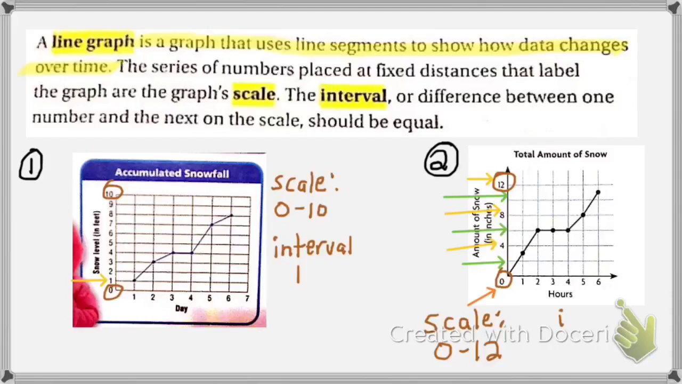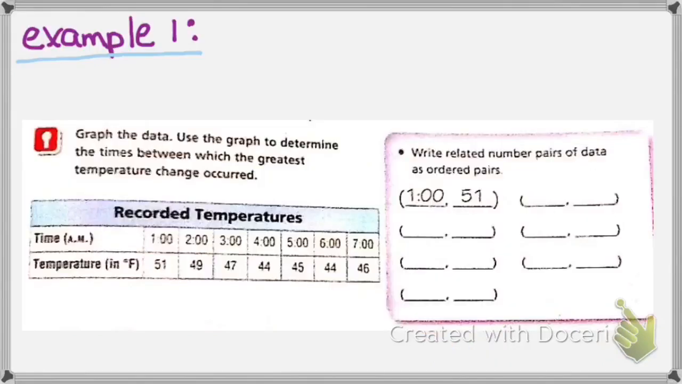And in graph number 2, the intervals, we counted by 4s, right? 0, 4, 8, 12 is counting by 4s. So let's take a look at example number 1.